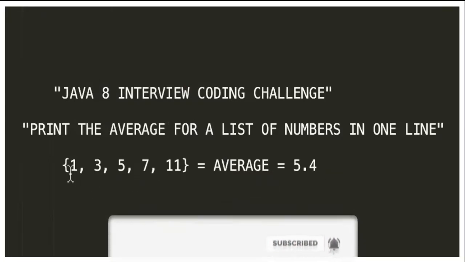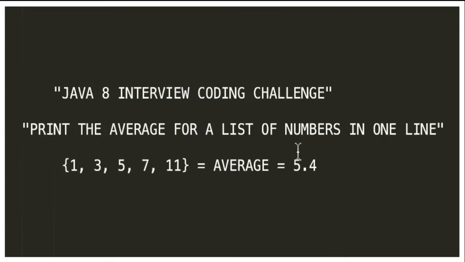So the coding challenge is we have to print the average for a given list of numbers in one line of code. So we have to use only one line and we have to find out the sum and average of a list of numbers. Let's see the code example now.